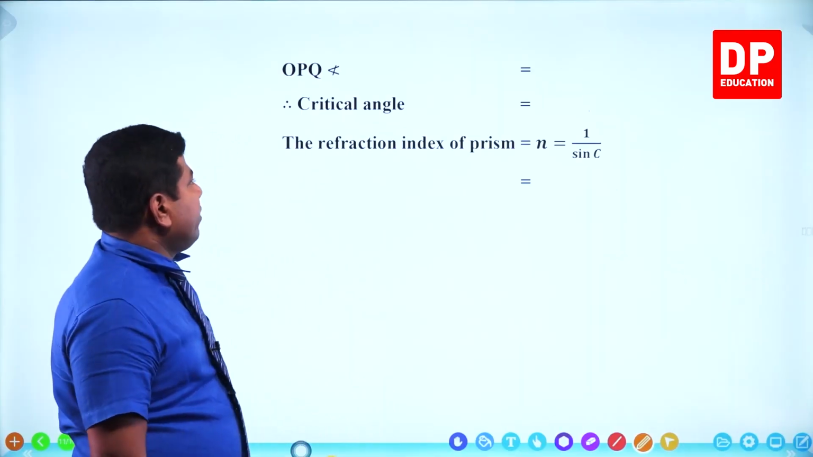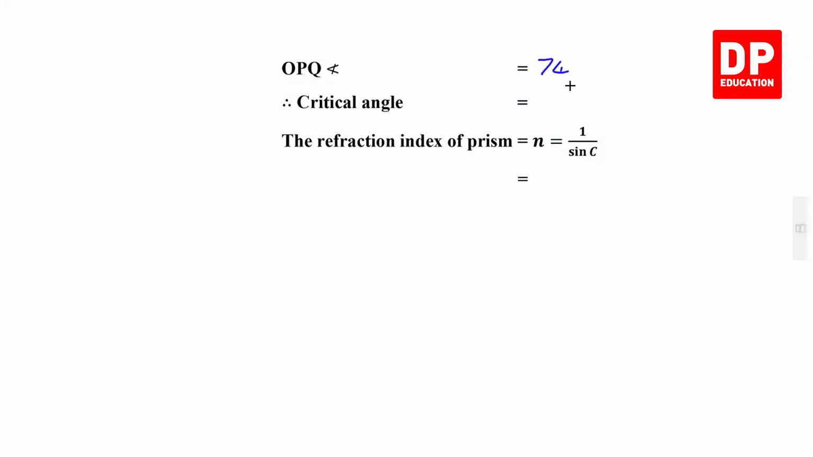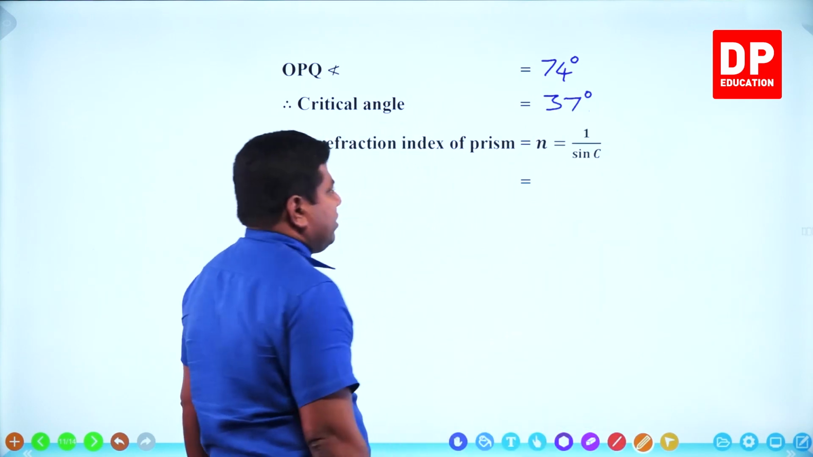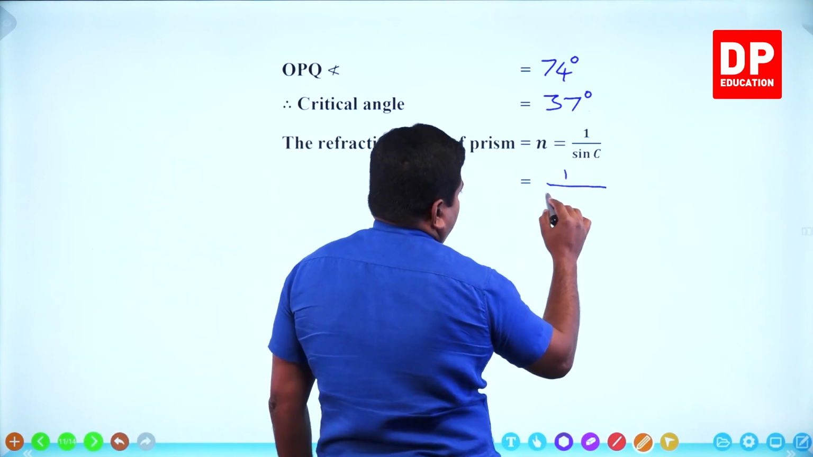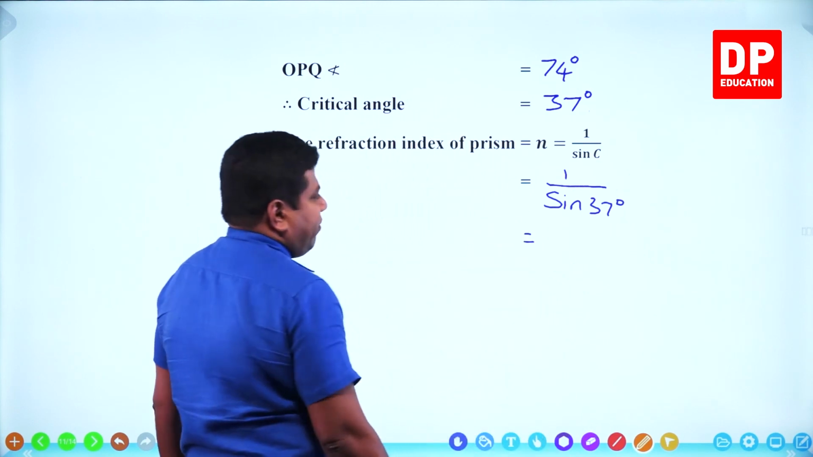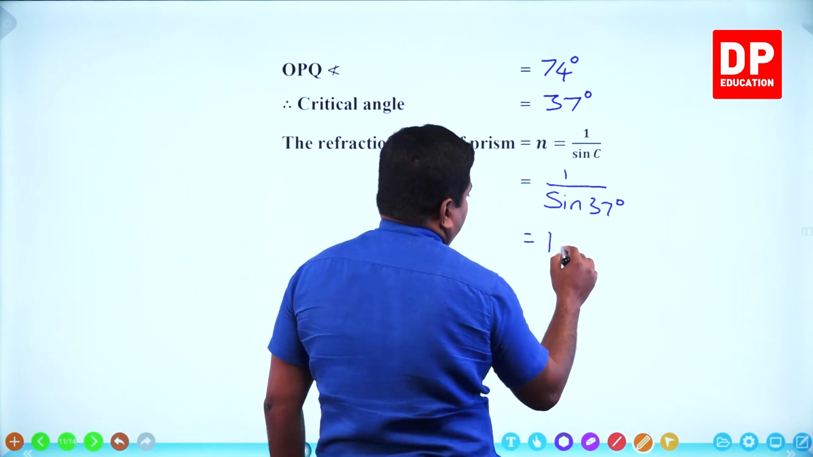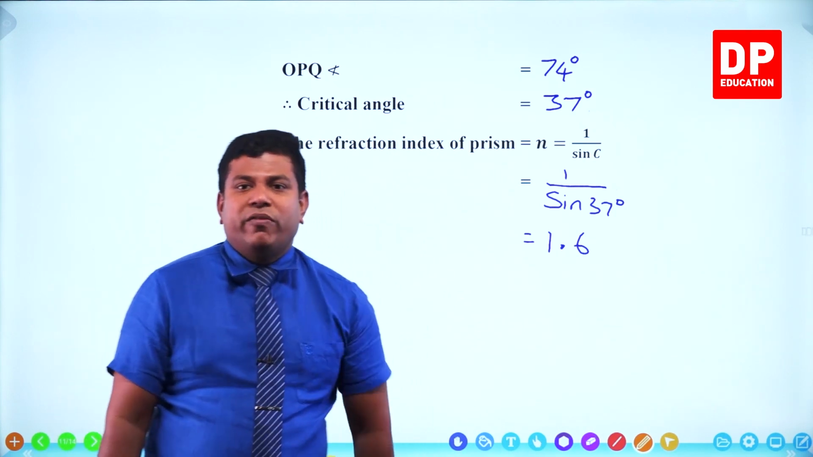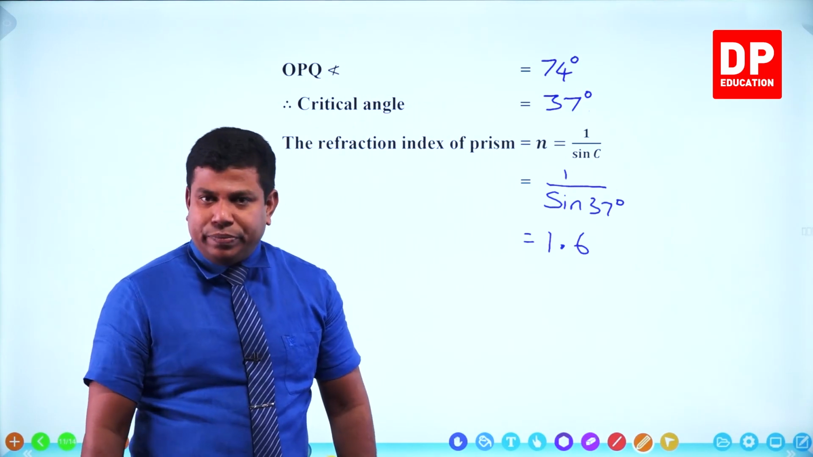Right, students, the readings we have got: OPQ angle 74 degrees, which means the critical angle is 37 degrees. N equals 1 over sine C, 1 over sine 37 degrees. If you take the values from the table and solve this, we are getting 1.6 as the answer. It has to be around 1.5, but there might be errors in the experiment. So the answer we are getting is 1.6, right?